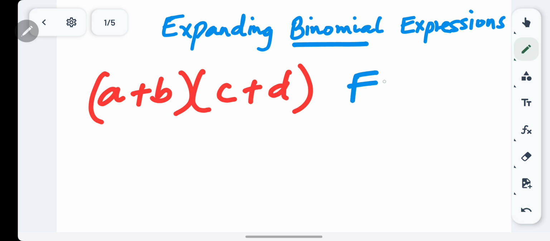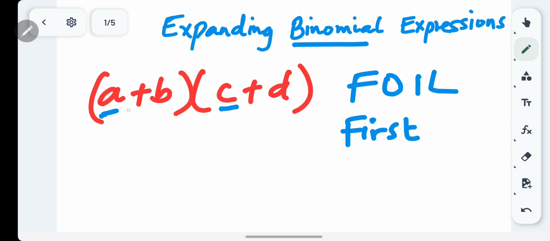We're going to use the general one, which is called the FOIL method. The F is for first. So we're looking at the first numbers, which are A and C. Inside the two brackets, what are the first numbers? A and C. We multiply them. A times C is what? AC.